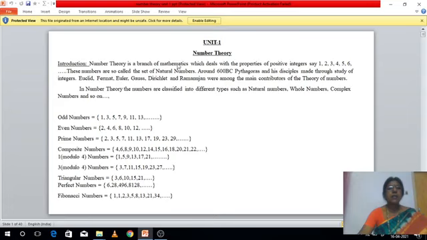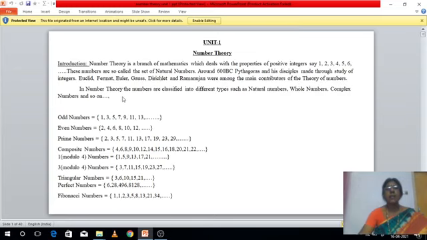Number theory is a branch of mathematics which deals with properties of positive integers, say 1, 2, 3, 4, 5, 6 and so on. These positive integers are also called natural numbers. Around 600 BC, Pythagoras and his disciples made a thorough study of integers. Euclid, Fermat, Euler, Gauss, Dirichlet and Ramanujan, these famous mathematicians were among the main contributors to the theory of numbers.